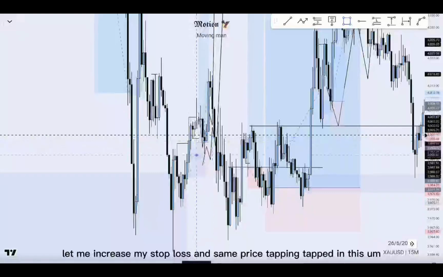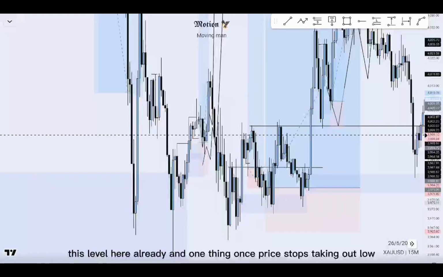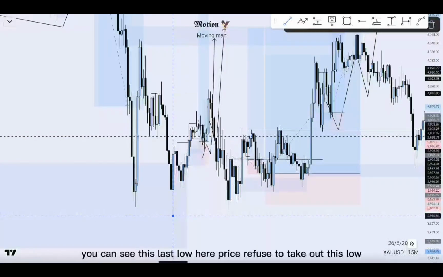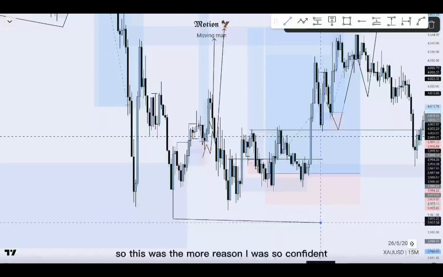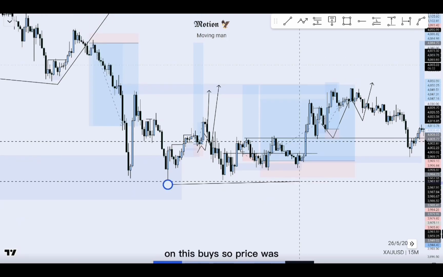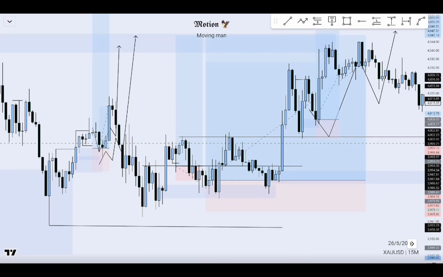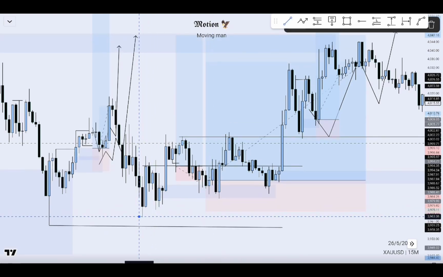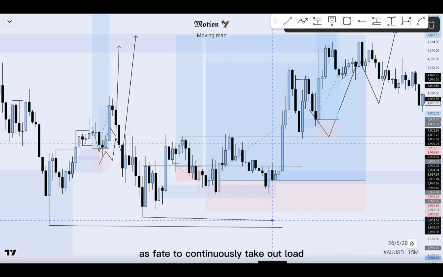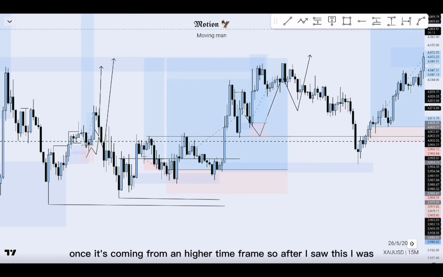And same, price tapped in this level here already. And one thing, once price stops taking out low, you can see this last low here, price refused to take out this low. So this was the more reason I was so confident on these buys. The market was protecting these lows, or these were protected lows. So I also learned this from Lex. Anytime market has failed to continuously take out low, you should be very careful of what you are doing, especially once it's coming from a higher time frame.